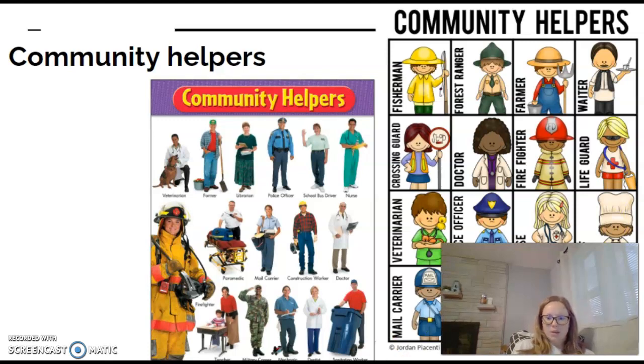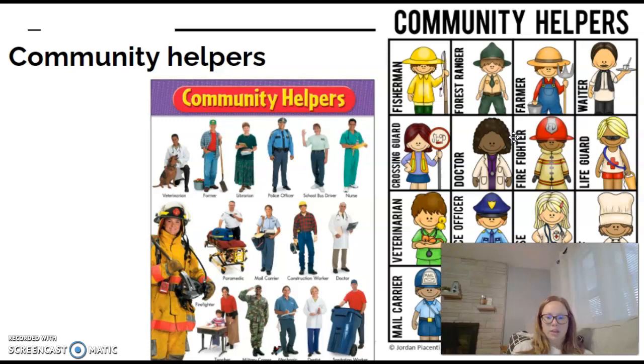You could maybe write about a firefighter and how they help keep people safe and put out fires. You could write about a doctor. So you get to pick any community helper that you want, and here's some examples on the screen.